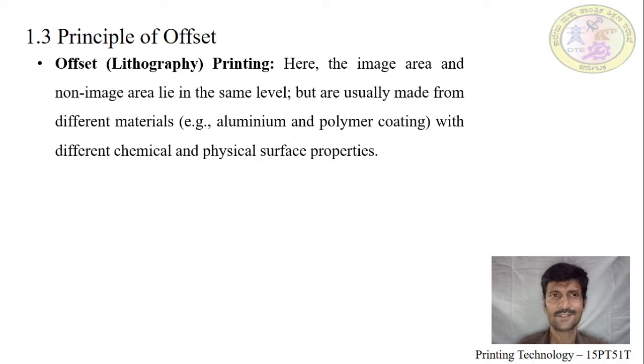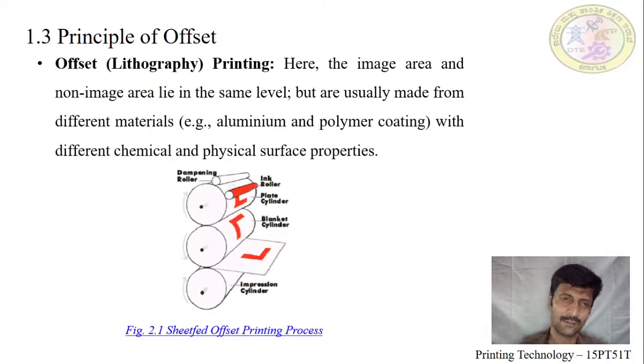The image areas and non-image areas lie on the same plane, as we have already discussed. Aluminum or polymer PS plates, pre-sensitized plates, are normally used in offset. They are chemically treated at the physical surface, which makes the image area accept ink and the non-image area accept water. Now we will see how it works in the offset printing process one by one. I will show you the video.